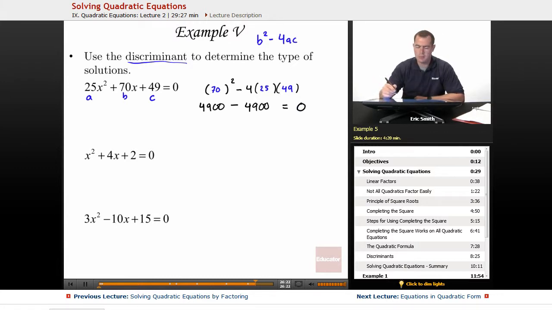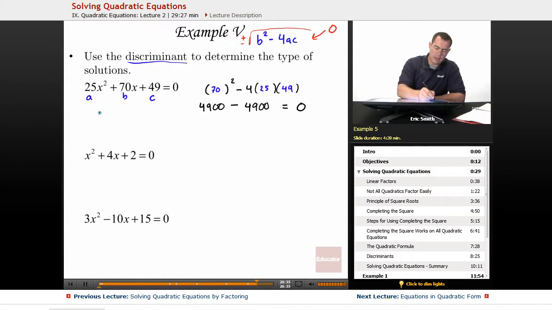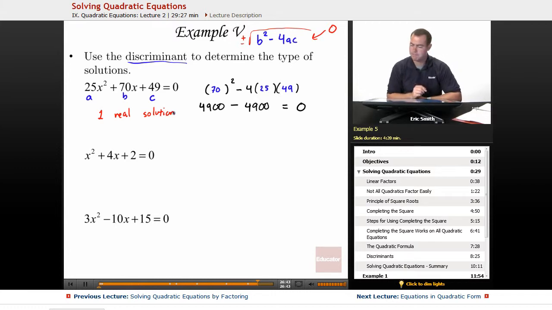Well, what does that mean in terms of my solutions? Well, if I was to look at the rest of the quadratic formula in there, it's telling me that this entire part is going to 0. So I'll either be adding 0 or subtracting 0. So I will have one real solution. Neat. Let's try out the next one.